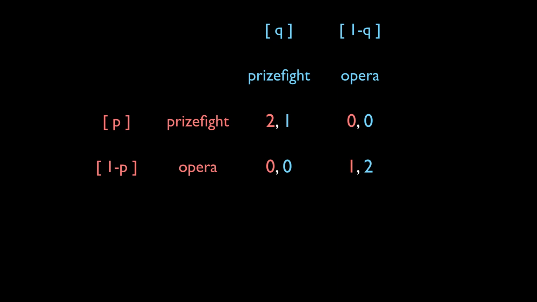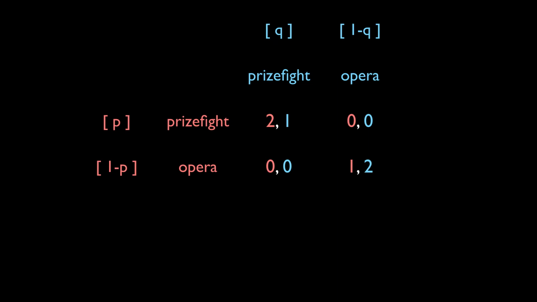What about the opera? Person 1 plays the opera. Person 1 either gets a 0 or a 1. Person 1 gets a 0 with probability Q, and gets the 1 with probability 1 minus Q. This number is what?